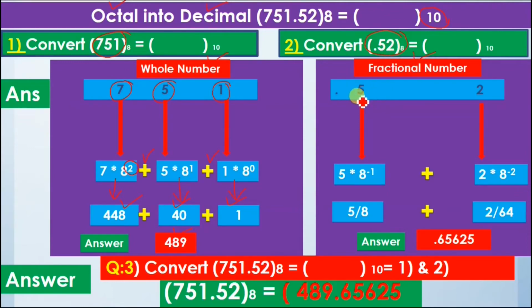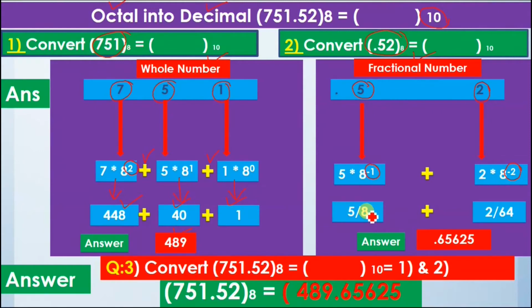So here is the number 0.52, and we will multiply it with negative powers of 8 while moving away from the decimal point. So the first number is 5, so we will multiply 5 with negative power of 8. So 8 raised to power minus 1. Next we will take the second digit 2, and we will multiply it to 8 raised to power negative 2.